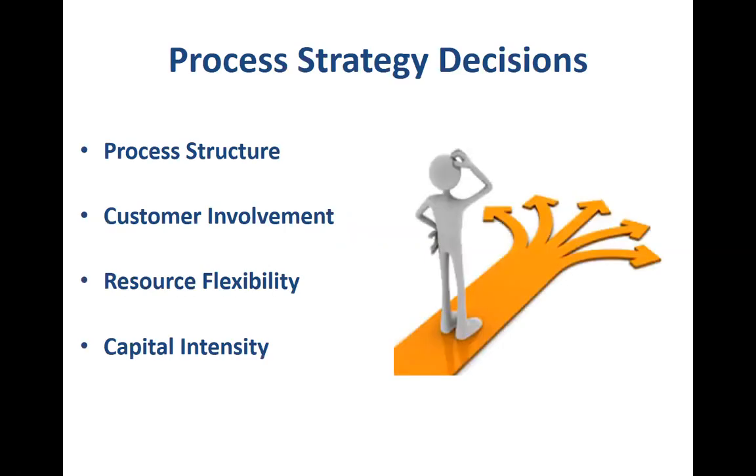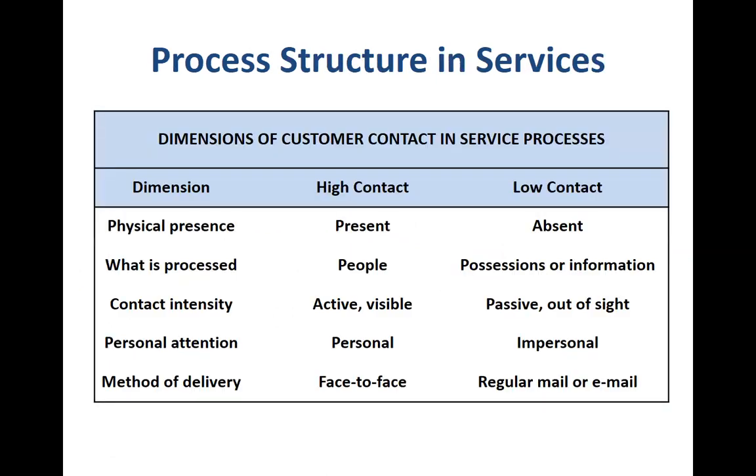Hello and welcome. In this presentation, I'll be discussing process structure in services. Now, process strategy decisions involve four types of decisions: process structure decisions, customer involvement, resource flexibility decisions, and capital intensity. Now, our focus here is on process structure, specifically in service context.